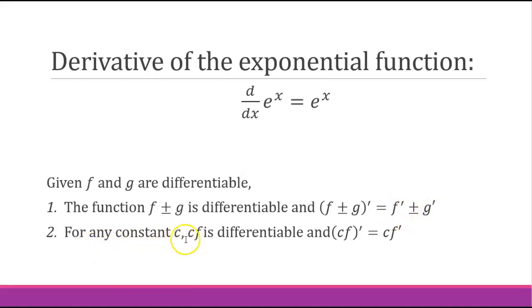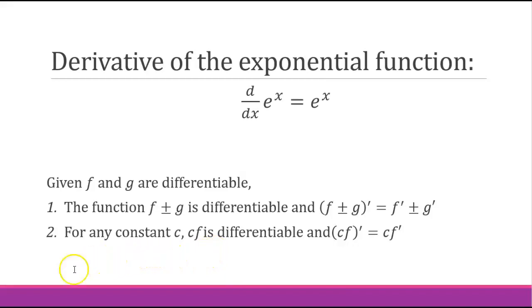And if we ever have a constant c being multiplied by some function f, we can simply take that constant out and then multiply it by whatever the derivative of the function is. So these are nice properties to have, and we're going to use them combined with the power rule in the next couple examples.